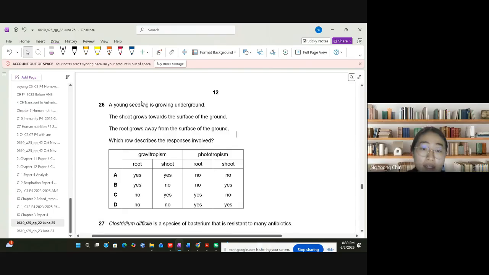Because this seed is growing, it's just very young. They are still unable to produce their first seed. So that's why this answer is A. Because they cannot do photosynthesis in the young seedling. And then what does this show? You can refer to the explanations here.